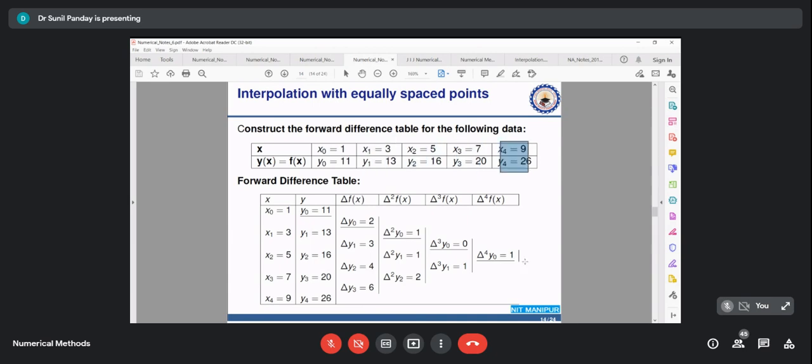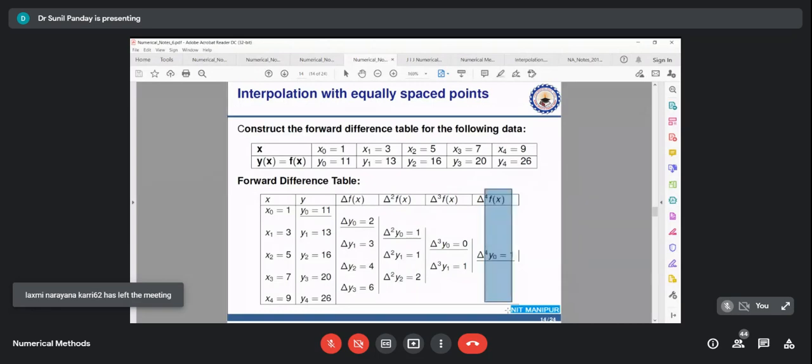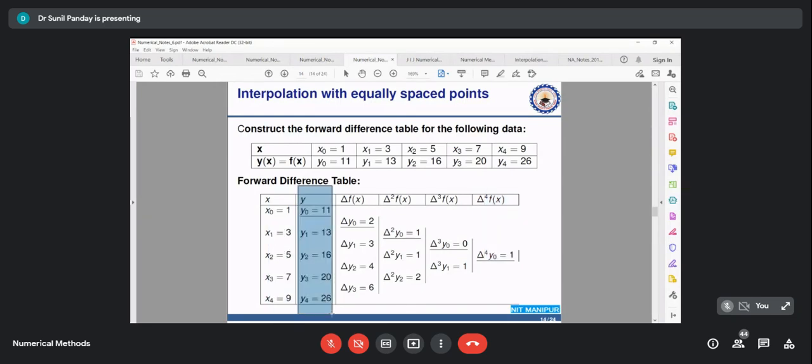Now to calculate the forward difference table, because we require these forward differences, first order forward differences, second order forward differences, third order and fourth order forward differences. So what we do, we write these x and y data in the format of columns, x in one column and y in another column. And we say this is x0, x1, x2, x3, x4, and the corresponding values y0, y1, y2, y3, y4. Now if I told you to find the first forward difference of y0, what is the formula?